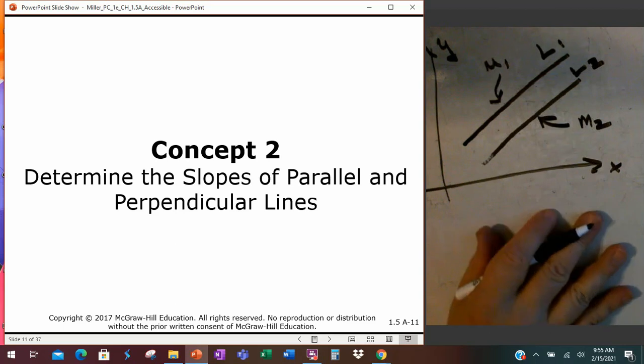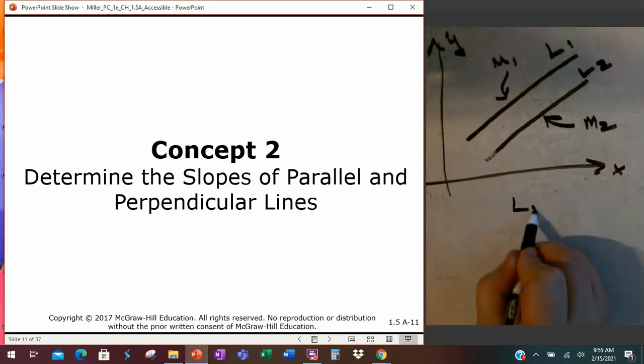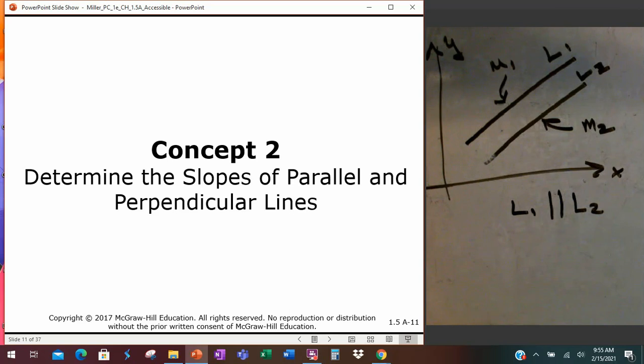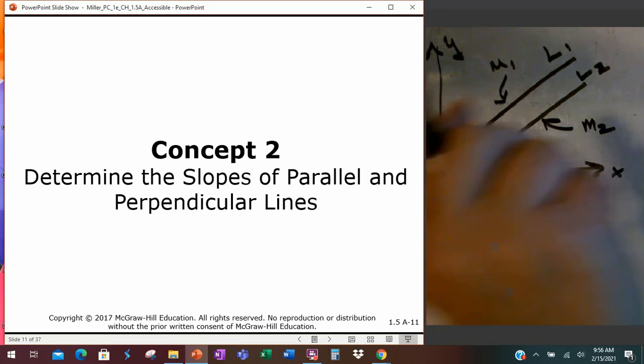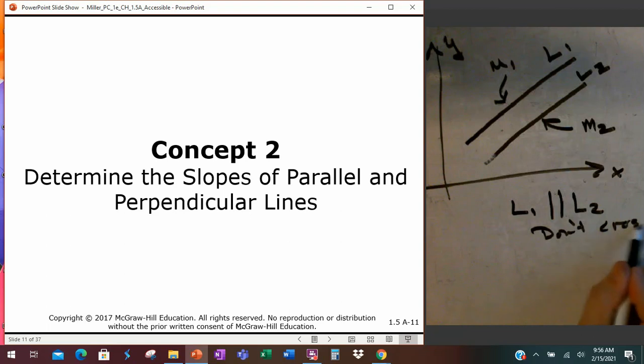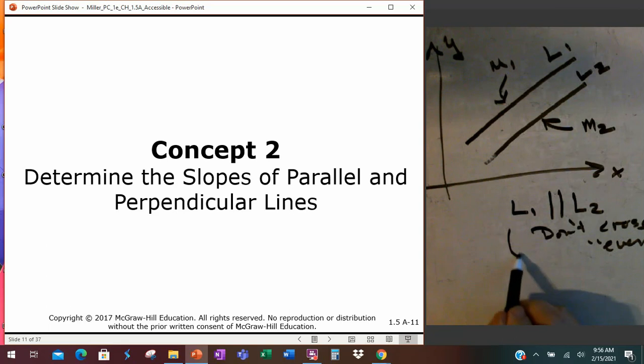And here's the notation from geometry. L1 is parallel to L2. That's what these two lines mean. Okay, so they're never going to cross. They don't cross. Ever. Okay. And if this is the case, it turns out that the slopes are equal. M1 is going to be equal to M2.